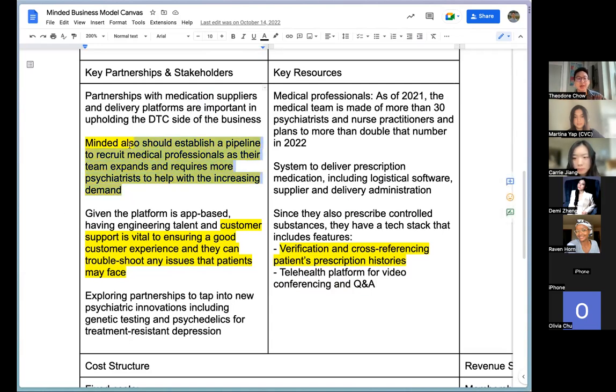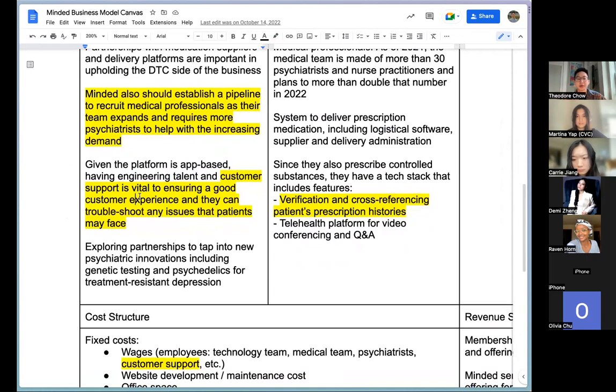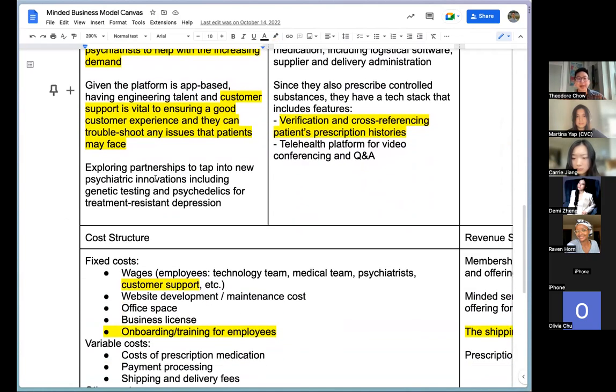These are suggestions. So I was like, oh, they should establish a pipeline to recruit professionals to expand their team so that they can provide their services to more people. Since it's app-based, they must ensure that they have engineering talent to build the app and maintain it, and also to ensure good customer support. And also explore partnerships to tap into other treatments like genetic testing or psychedelics for treatment-resistant depression. So other forms of treating the same illnesses that they currently cover.